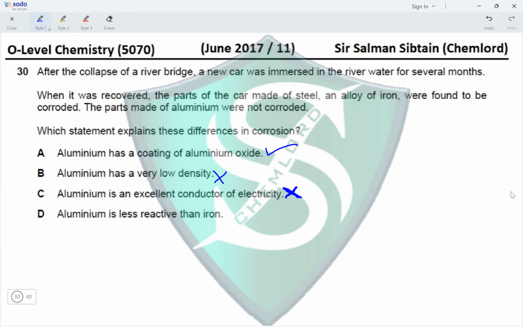The only reason that aluminum does not corrode is because it is protected by an oxide layer of aluminum over the entire surface. So this makes option A the correct option for this question.